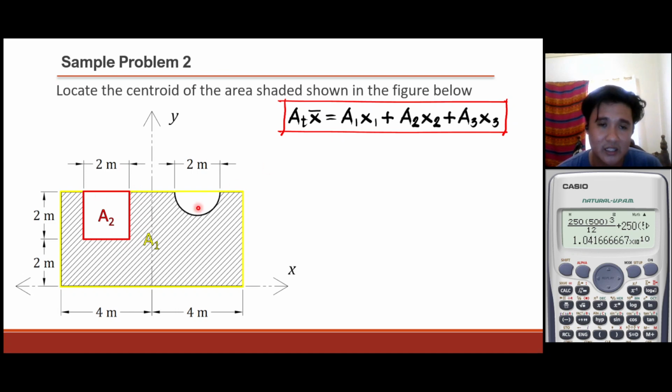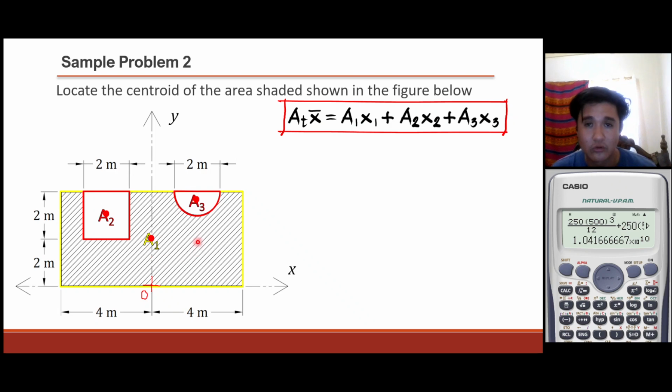At yung area 3 natin ay yung half circle na butas. Okay? And then yung mga areas na yan, meron siyang respective na centroids. Tapos ang magiging reference point natin in solving the centroid ay itong point na ito. Let us use this as our reference point.